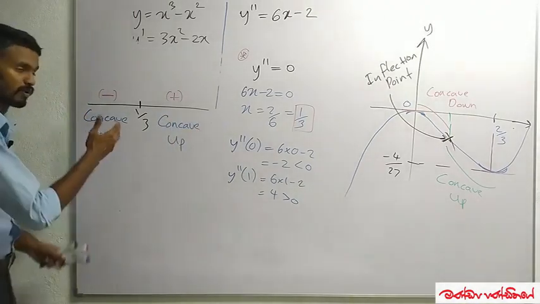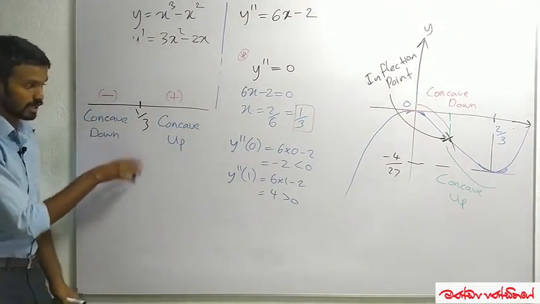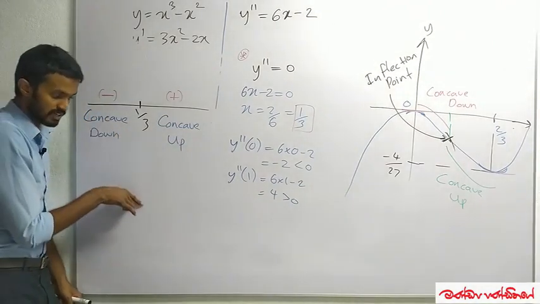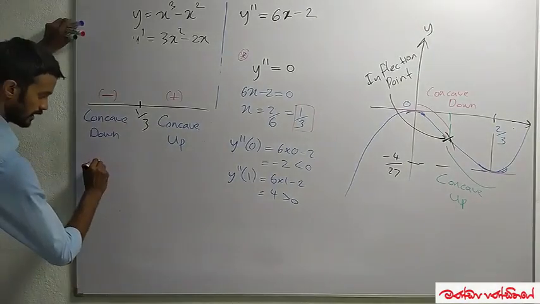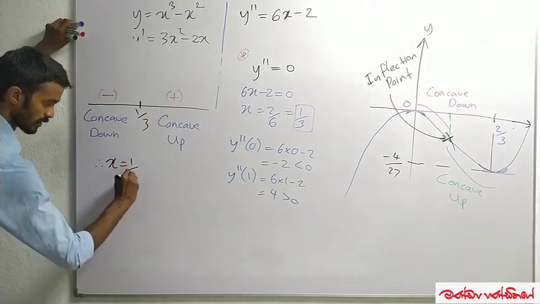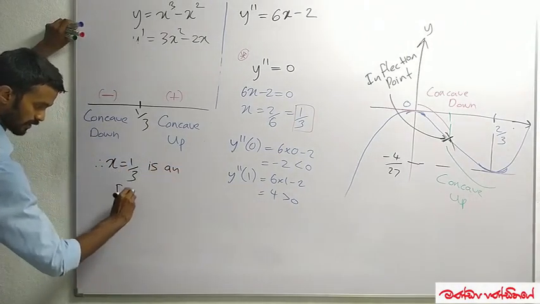So now it is clear. Before 1 over 3, I had a concave down nature, and after 1 over 3, I have a concave up nature. So I can write that x equals 1 over 3 is an inflection point.